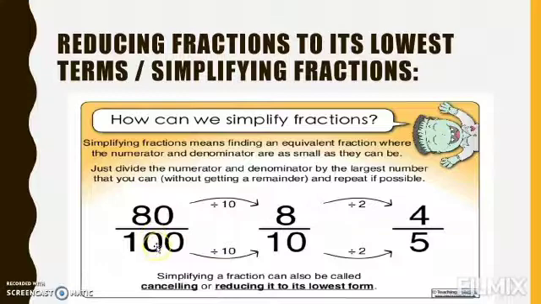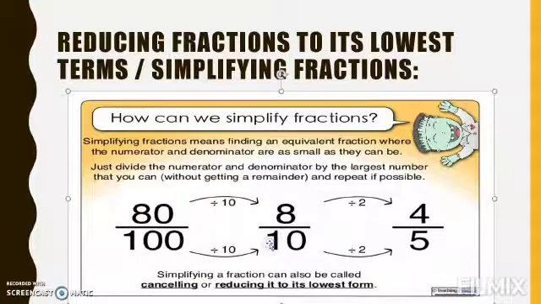Now 80 by 100 is a big fraction. To reduce it, we'll find a common factor and it can be 10. So 80 divided by 10 gives us 8, and 100 divided by 10 gives us 10. So 8 upon 10 is the reduced fraction, but this can be even further reduced. How? Because both have a common factor of 2. So we will divide by 2 upon 2. So 8 divided by 2 gives us 4 and 10 divided by 2 gives us 5. So basically 4 upon 5 is the smallest fraction because there is no further common factor.